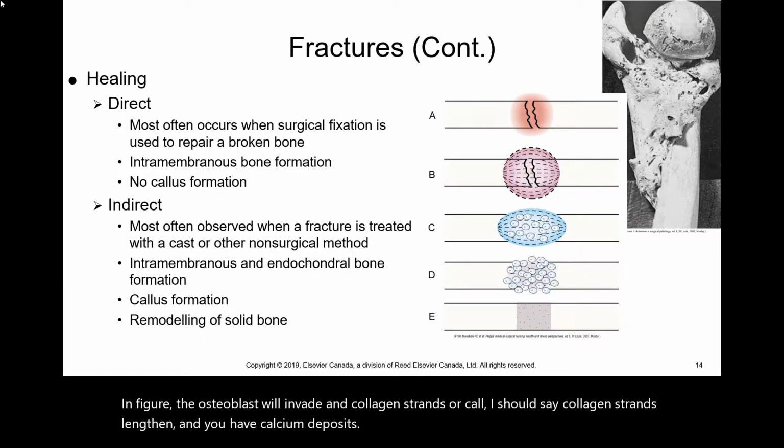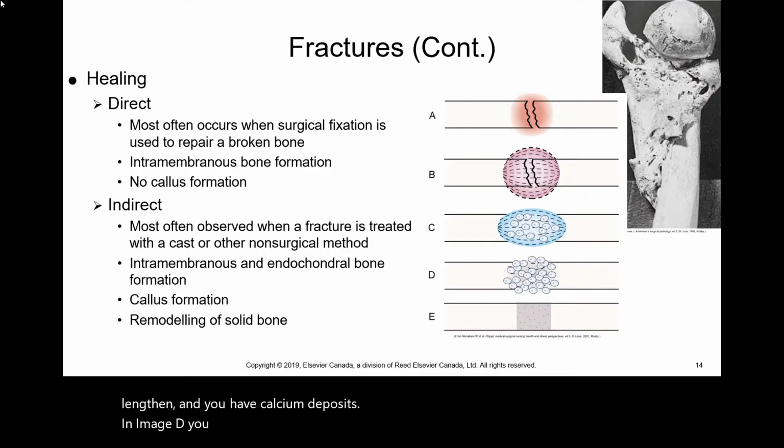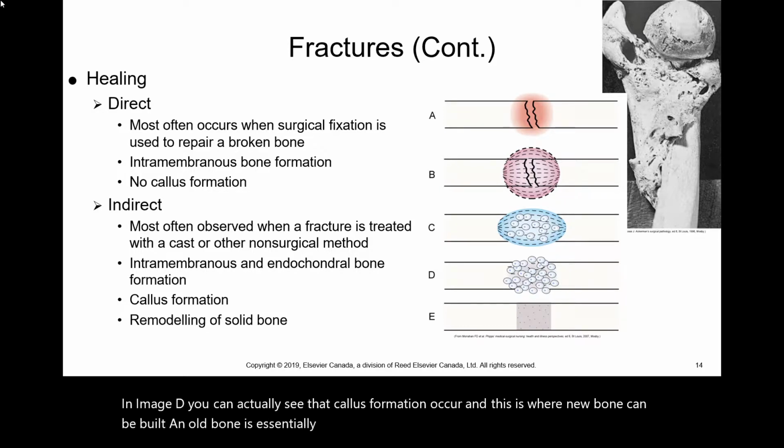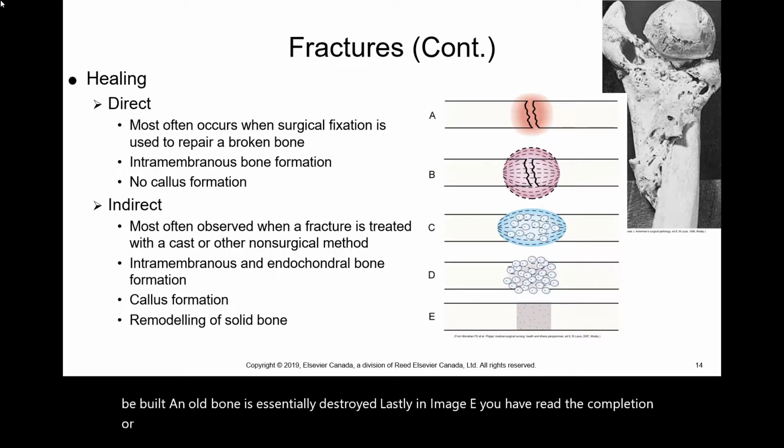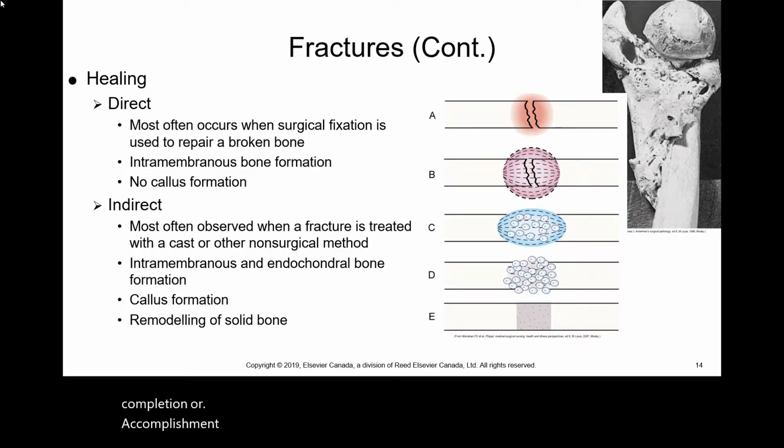In image D, you can actually see that callus formation occurs, and this is where new bone can be built and old bone is essentially destroyed. Lastly, in image E, you have the completion of bone remodeling. Excess callus tends to be removed and trabecular bone is deposited.